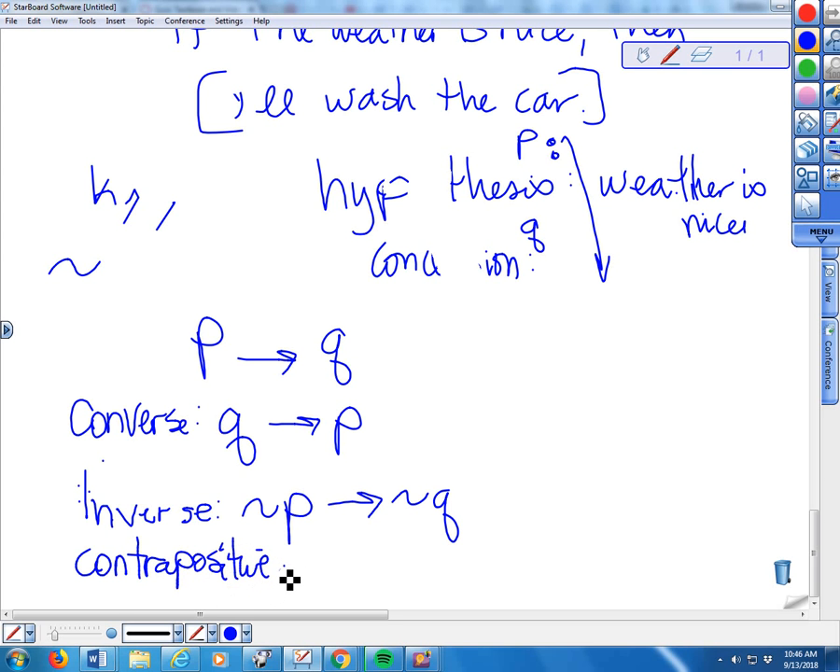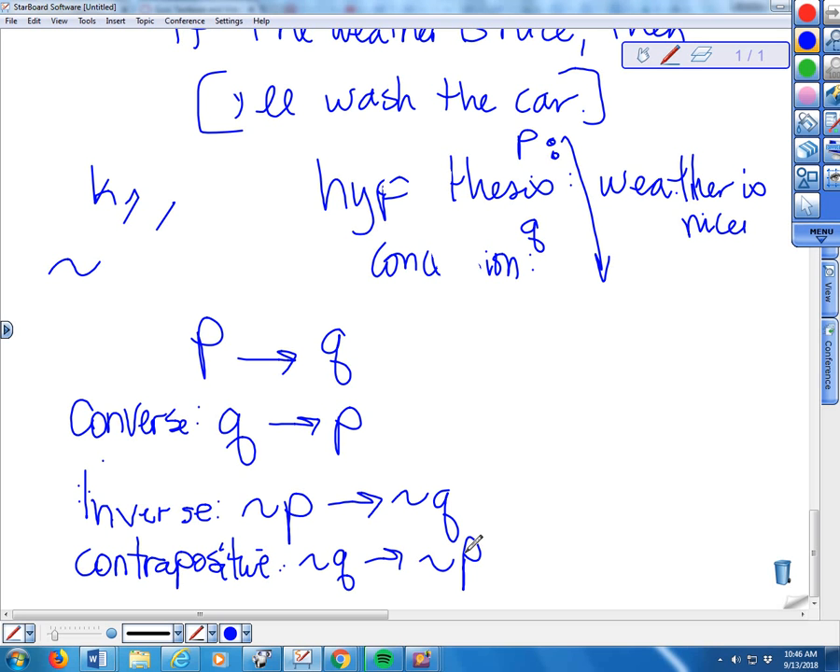Okay? And it says you switch them and make them not. So it's basically the inverse of the converse. I know that's kind of confusing. But I use the converse, but I make them not. So this would read, if I don't wash the car, then the weather is not nice, or isn't nice.